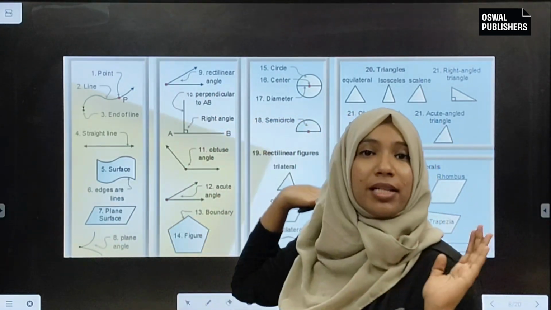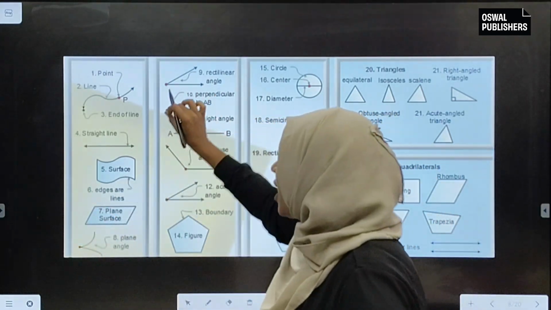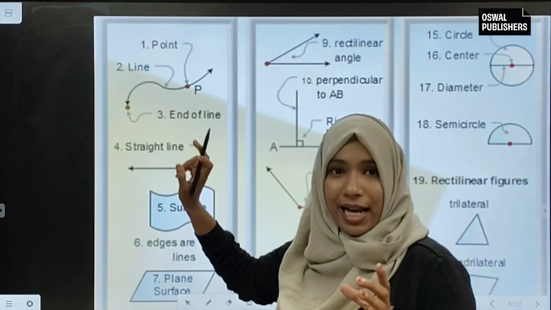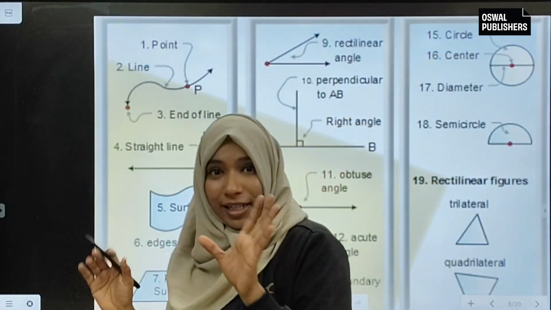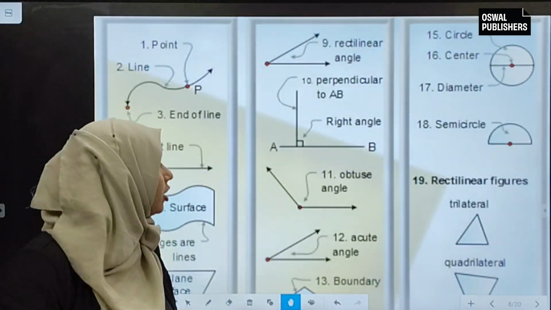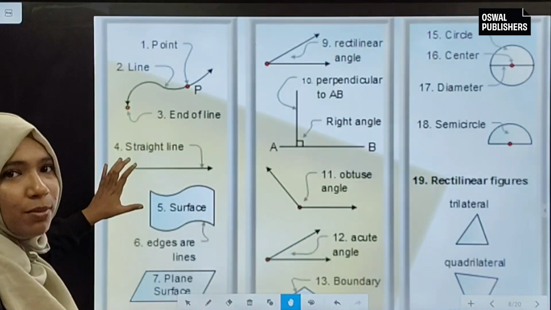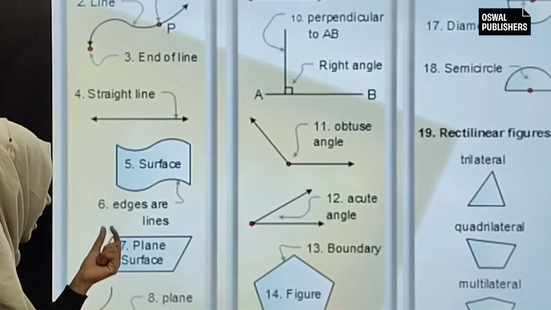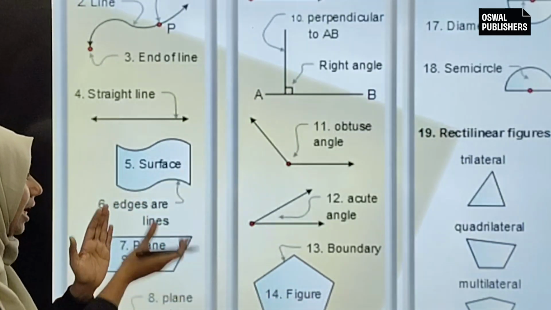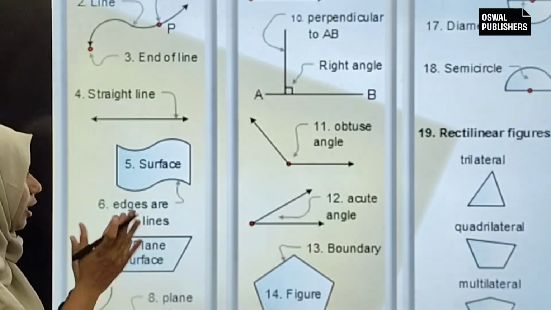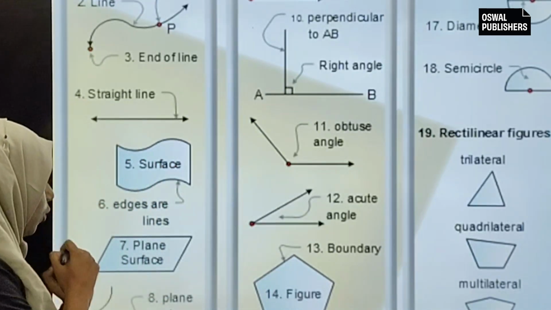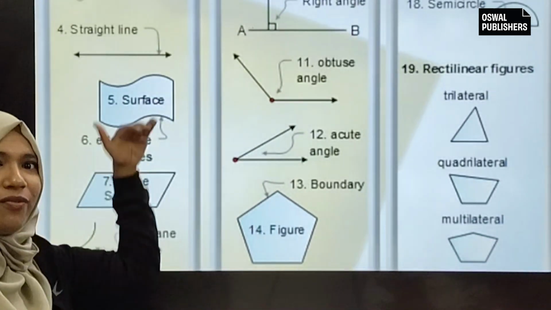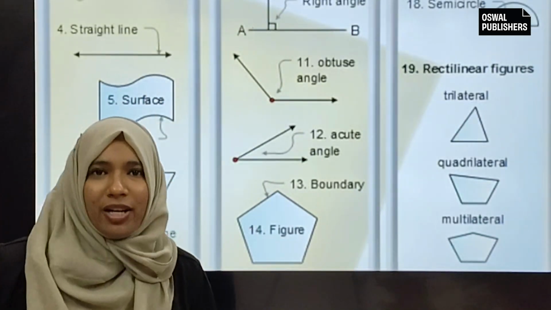ഇതിന്റെ ഒരു visual representation ആണ് നമ്മൾ ഇവിടെ കാണിച്ചിട്ടുള്ളത്. As you can see, first was about a point, okay, second was about a line, and third was about end of line, that is നമ്മൾ line segment നെ define ചെയ്തിട്ടുണ്ടായിരുന്നു, and 4 was about a straight line, and 5 is straight surface, okay, and 6 is edges are line. Surface ന്റെ edges line ആയിരിക്കും എന്ന് നമ്മൾ ദാ ഇങ്ങനെ പറയുന്നുണ്ടായിരുന്നു. And അടുത്തത് നമ്മൾ പ്ലെയിൻ സർഫസിനെയാണ് നോക്കിയത്. Okay, ഇവിടെ വെച്ച് നമ്മുടെ കരിക്കുലത്തിലുള്ള 7 definitions വരും.